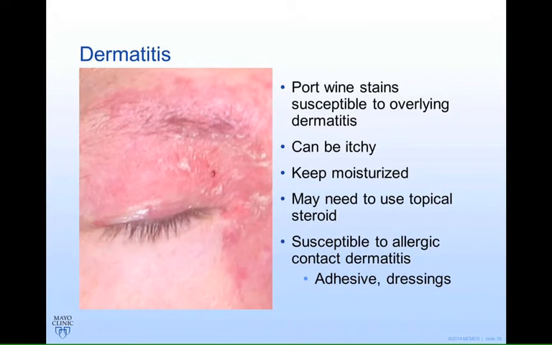If there's enough dermatitis, you may need to use a topical steroid to help calm it down. And these areas definitely, not only are they susceptible to dermatitis, but they're also susceptible to allergic contact dermatitis. So the most common reason for allergic contact dermatitis in an area overlying a port wine birthmark would be adhesive from different dressings and that sort of thing.